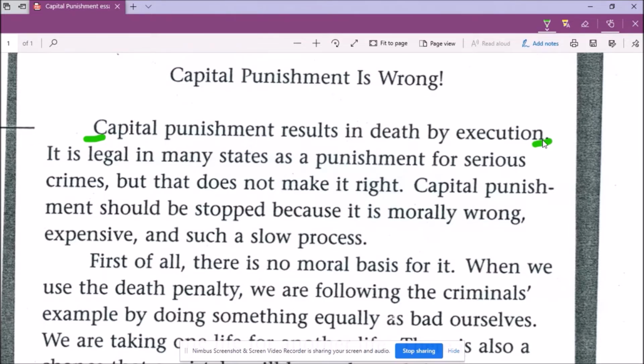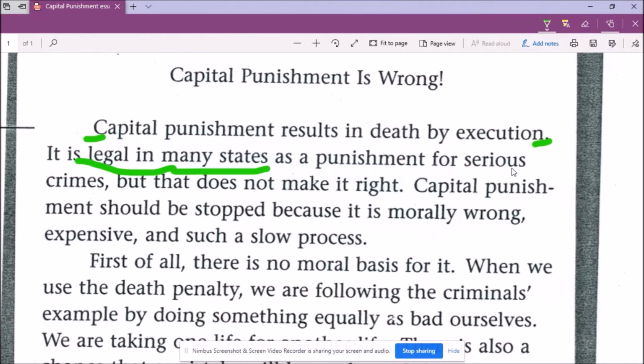Okay. The second part of this goes: it is legal in many states as a punishment for serious crime, but that does not make it right. This is partially explanation and partially opinion. It says where it's legal. So it's legal in many states. It's talking about the United States there. We don't have this type of punishment in Canada, but in the United States, in some of the states, they do have this as a punishment for crimes. So it says as a punishment for serious crimes.